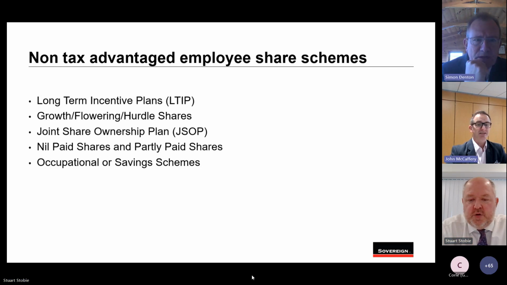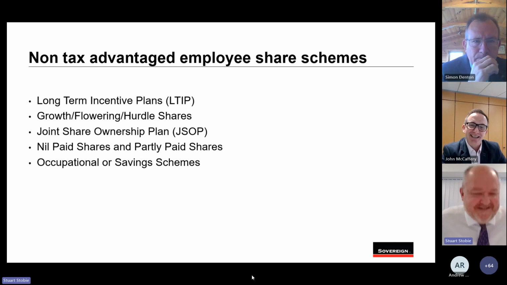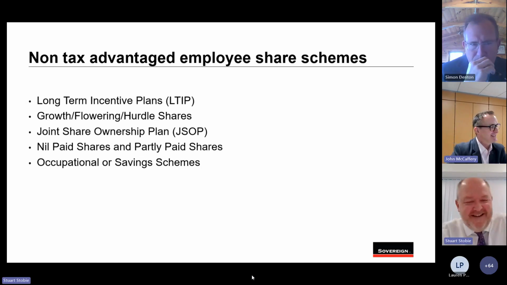Joint share options nicely plan. To the joint share ownership plan, which has to use a trust. Yes. Look how that fitted. Indeed, an amazing segue. Beautiful.